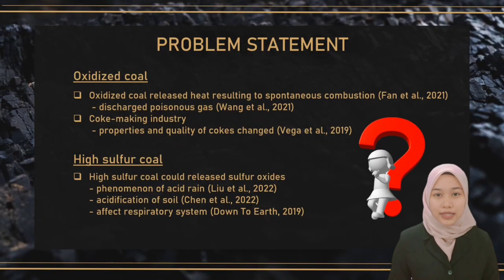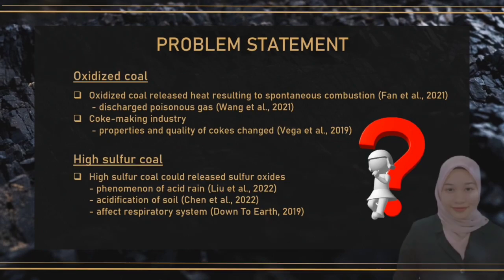Moving on to the problem statement. Oxidized coal could release heat that will lead to spontaneous combustion. This combustion discharges poisonous gases such as carbon dioxide, also known as a heat-trapping gas. Meanwhile, in coke-making industry, the properties and quality of cokes has changed. For high-sulfur coal, the combustion could release sulfur oxides. This will then lead to the phenomenon of acid rain, acidification of soil, and also affect humans' respiratory system.